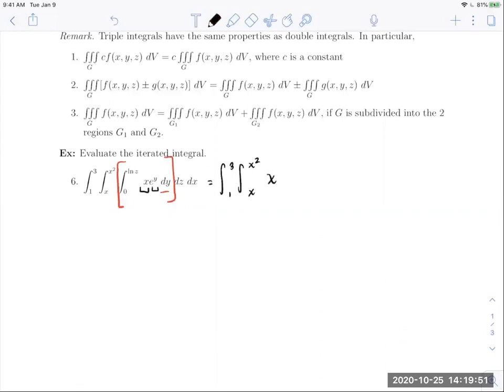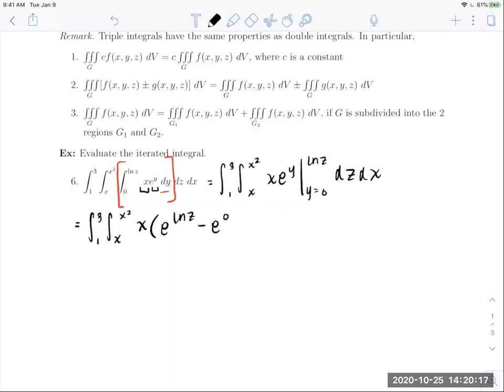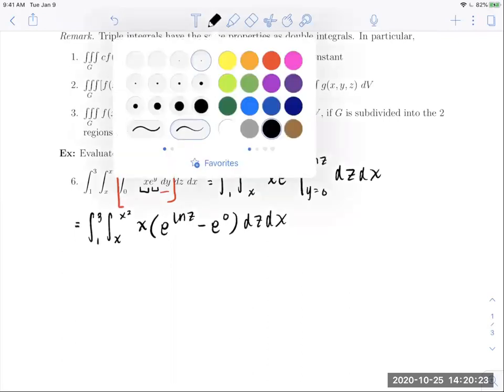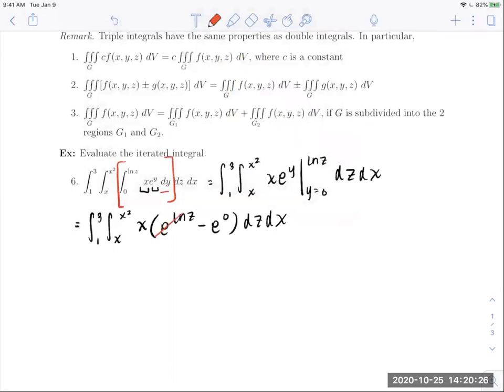And my integral of x e to the y is x e to the y. I want to evaluate y from 0 to the natural log of z. And then I'll carry out my z integral and finally my x integral. So rewriting my first two integrals, I have e to the natural log of z minus e to the 0 dz dx. Now, of course, we know that the natural exponential function and the natural log function are inverse operations. So that's just going to give us z back out, and e to the 0th power is 1.